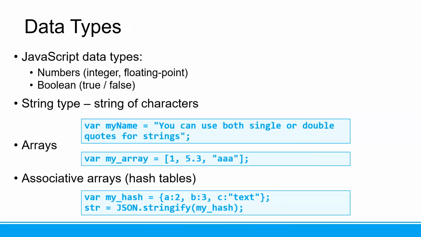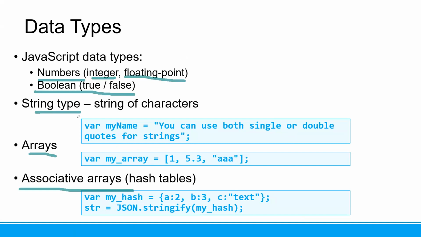Basically, JavaScript has two kinds of data types. The first is numbers. It can be integer, it can be floating point. So the floating point is a decimal number with a comma. We can have Boolean, and the other kind of data type is string, array, and associative array.